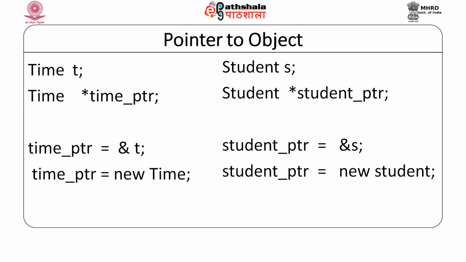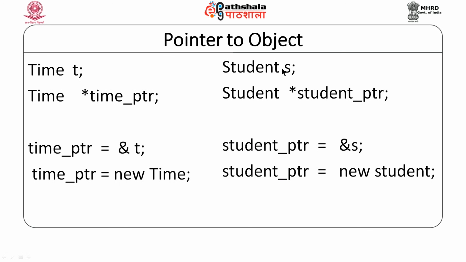So, let us see this. Here T is a time object, and I am assigning the address of this object to time PTR. So, now this pointer is pointing to this object. Sometimes we may not want the time pointer to point to an existing object. What we want is for memory for a time object to be created and its address to be stored in time PTR. If we want to do so, we can make use of the new operator and get memory allocated for a time object, and the address returned will be stored in time PTR.